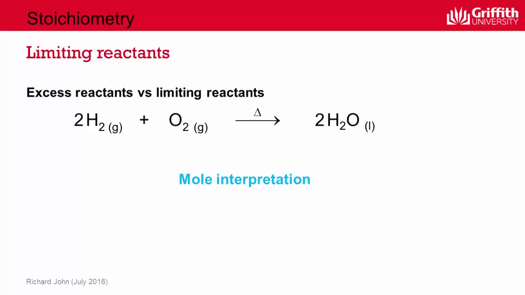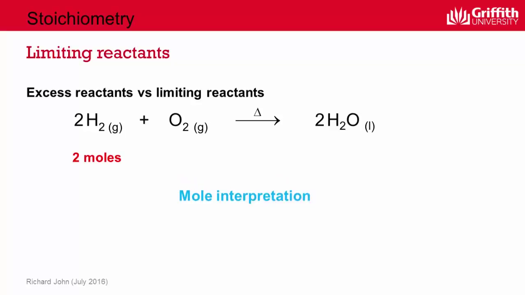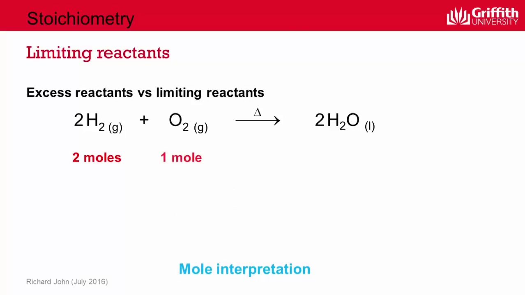We're going to discuss excess reactants versus limiting reactants using the combustion of hydrogen in the presence of oxygen to produce water, one of the simplest chemical reactions known, and this chemical equation representing that combustion reaction is balanced at the moment. And we're going to take a mole interpretation of this equation. A mole interpretation of this equation says that 2 moles of hydrogen will react with 1 mole of oxygen to produce 2 moles of water.